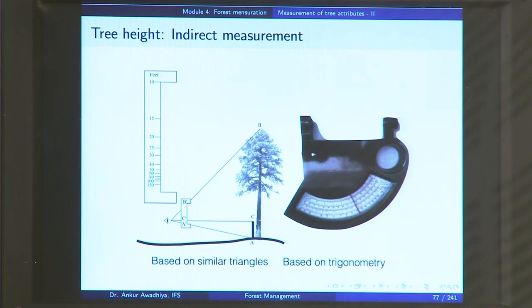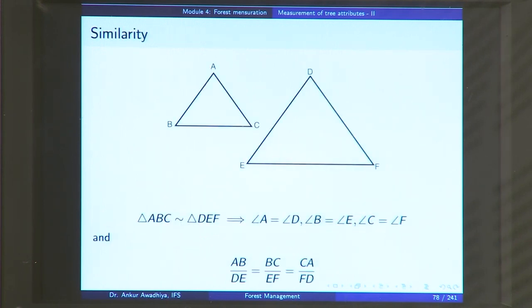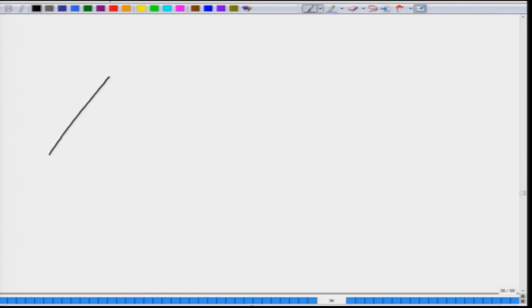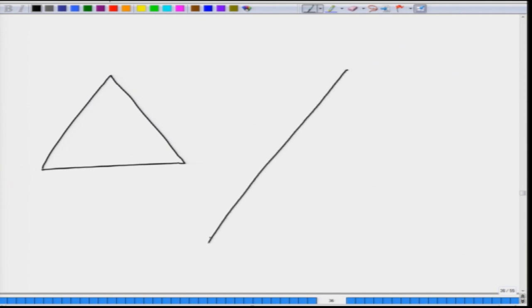In the case of an indirect measurement, you are not measuring the height directly, you are not putting an instrument till you reach the top of the tree. What you are doing is standing at a distance from the tree, and making use of mathematical relations to get an idea of the height of the tree. So, the first such method is known as the method of similarity. Now, if you have two triangles which are of the same shape but different sizes.